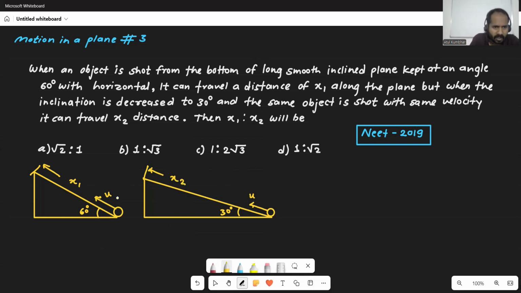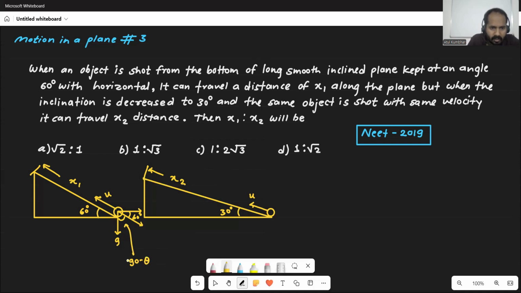Here x1 is along the velocity itself, so there is no need to take any component of the velocity, but we need to take the component of g, as g is acting downward, right? So we need to take the component in that direction. If the plane angle is 60, then the angle between g and the perpendicular is 60 again, so here you will get 90 minus 60, that is 90 minus theta, right?